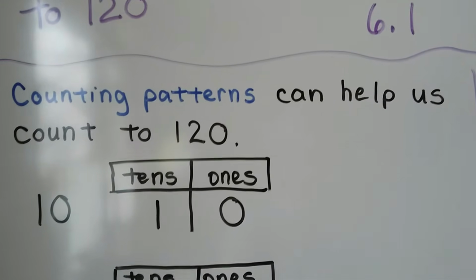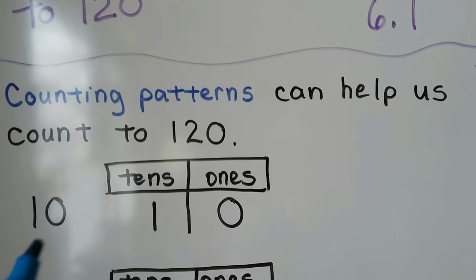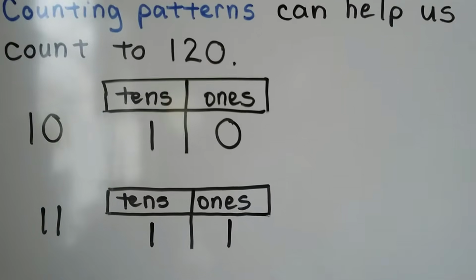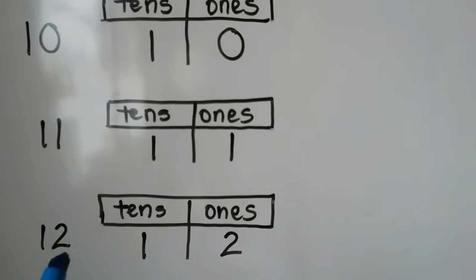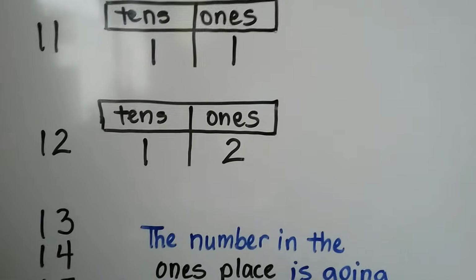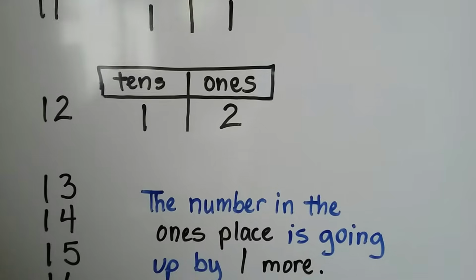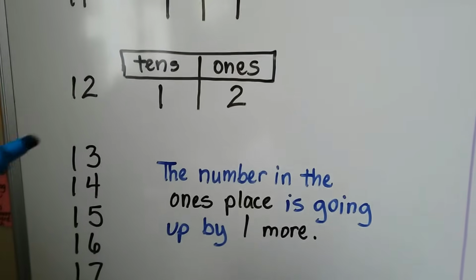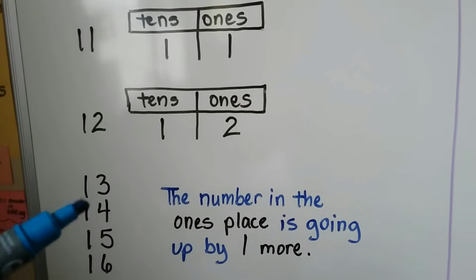When we see 10, it means we have 1 ten and 0 ones. When we see 11, it means we have 1 ten and 1 one. When we see 12, it means we have 1 ten and 2 ones. 13 is 1 ten and 3 ones. 14 is 1 ten and 4 ones. So the number in the ones place is going up by 1 more. Do you see that? It went from 0, then 1, then 2, then 3, then 4.